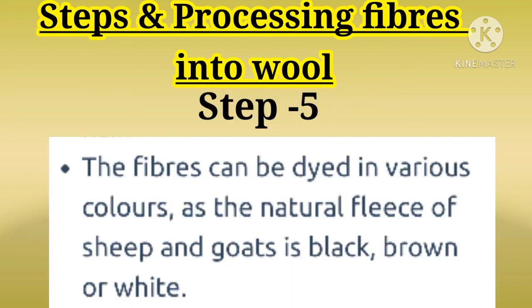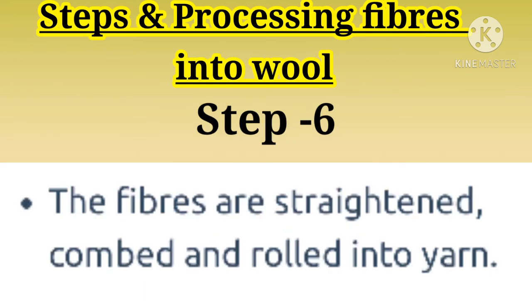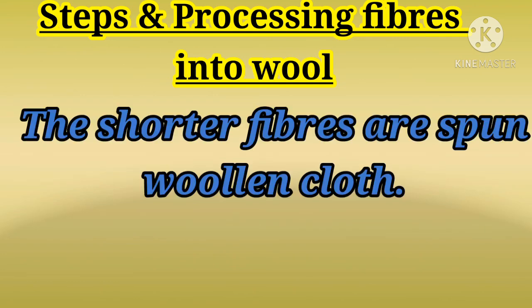Step 5. The fibers can be dyed in various colors, as the natural fleece of sheep and goats is black, brown, or white. Step 6. The fibers are straightened, combed, and rolled into yarn. The longer fibers are made into wool for sweaters, and the shorter fibers are spun and woven into woolen cloth.